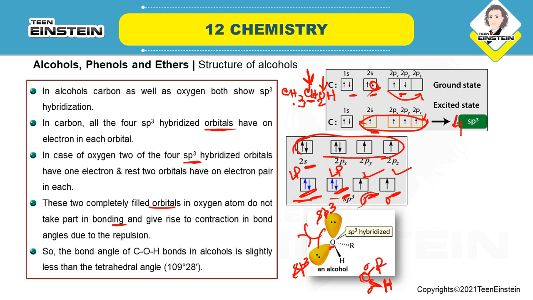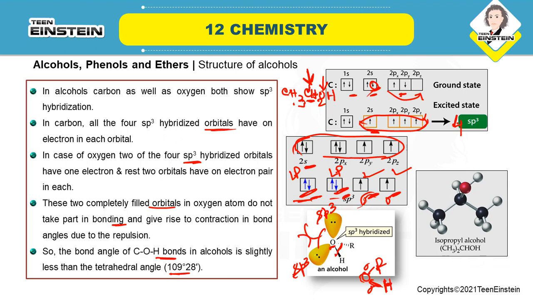As a result, the bond angle of the COH bond will be slightly lesser than the tetrahedral angle, because the standard angle for sp3 hybridization, that is tetrahedral geometry, is 109 degree 28 minute. But in this case, because of the repulsion between these two lone pairs, the angle between carbon, O and H will shrink to some lesser value compared to 109 degree. Fine.